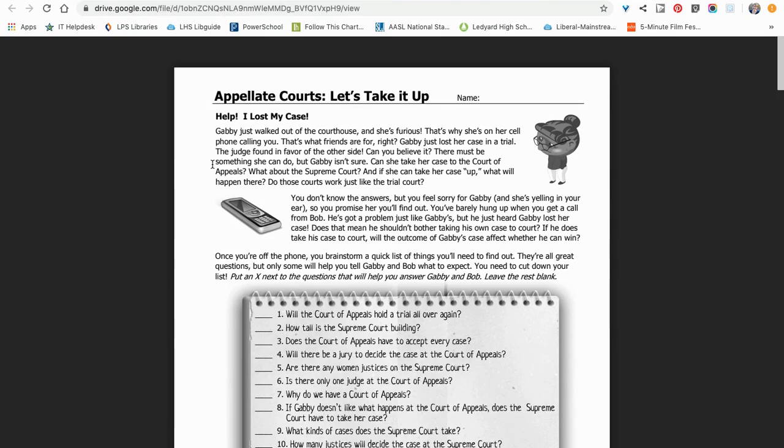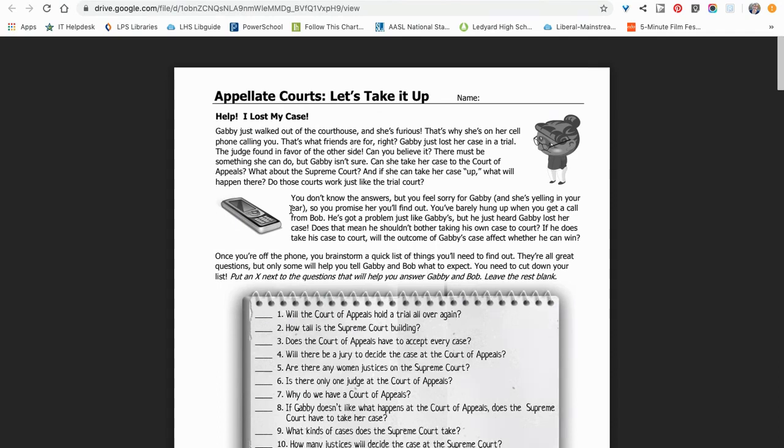Can she take her case to the Court of Appeals? What about to the Supreme Court? And if she can take her case up, what will happen there? Do those courts work just like the trial court? You don't know the answers, but you feel sorry for Gabby, and she's yelling in your ear. So you promise her you'll find out.